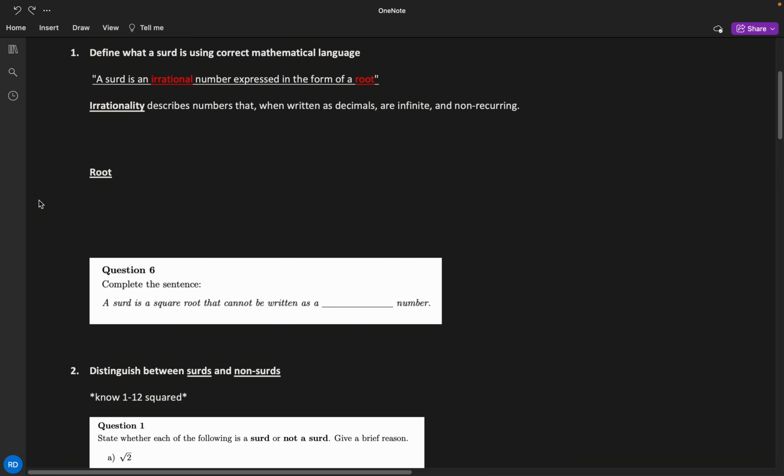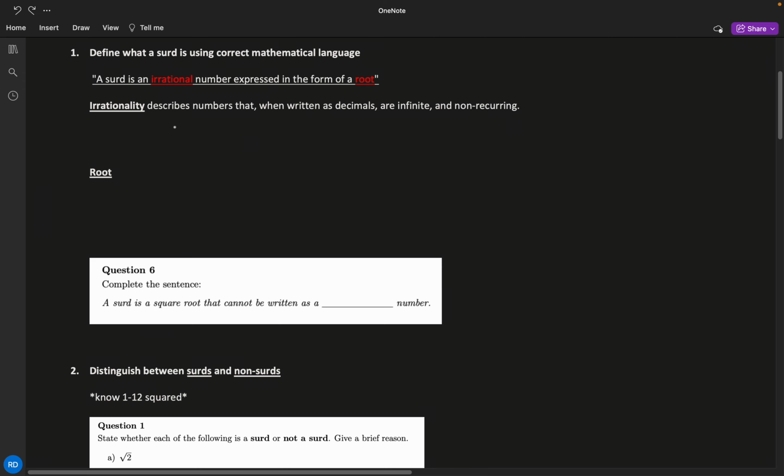We've got two main parts, irrational and root. So we've got a surd is an irrational number expressed in the form of a root. I'll just break this down for you. So firstly, we've got the term irrational. So rationality describes numbers that, when written as decimals, are infinite and non-recurring.